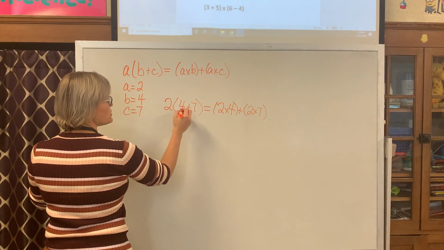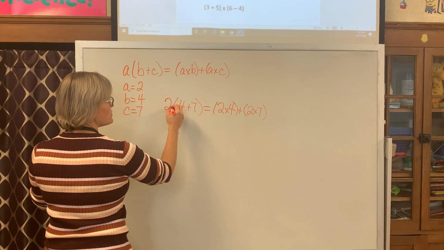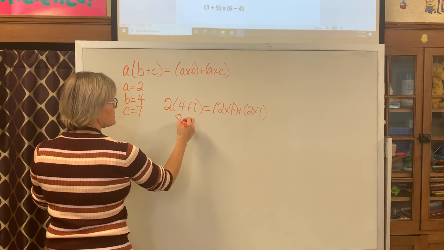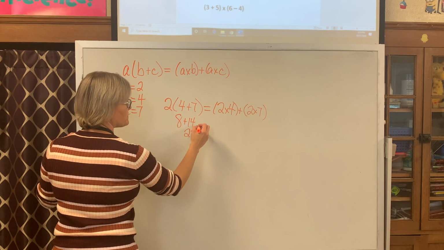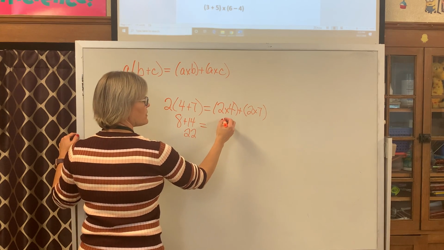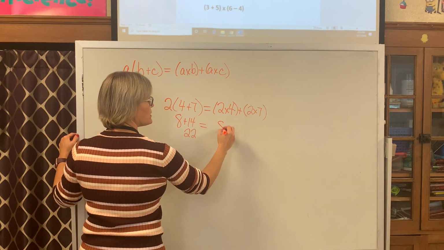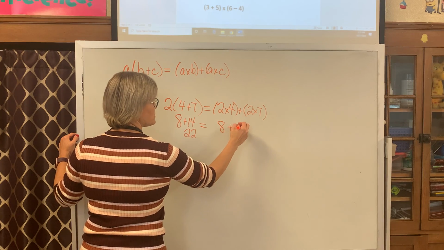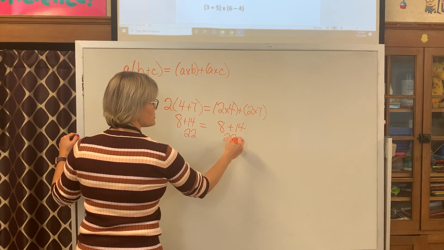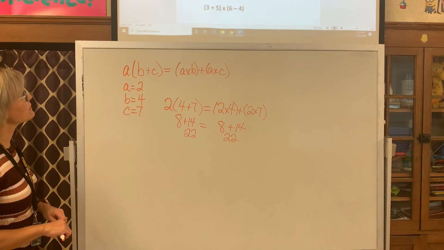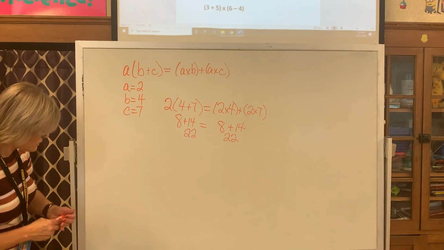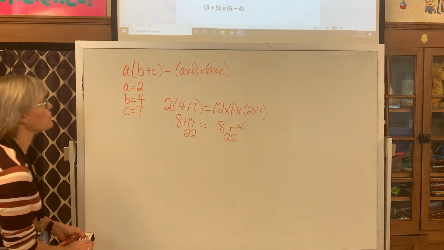So 2 times 4 is 8, and 2 times 7 is 14, so this would equal 22. If we solved the other side, it's 8 plus 14, and that would also equal 22. So these mean the same thing. Let's take a look at some more problems.